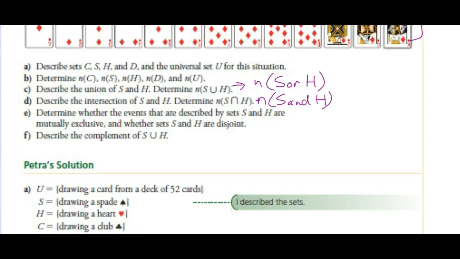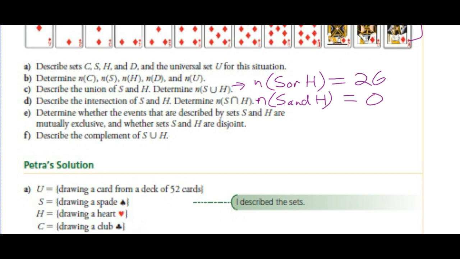So how many are in the intersection? How many cards are both a spade and a heart? 0, right? There are none. It's either a spade or it's a heart. It can't be both. And that union was 26. So spades and hearts are disjoint sets.